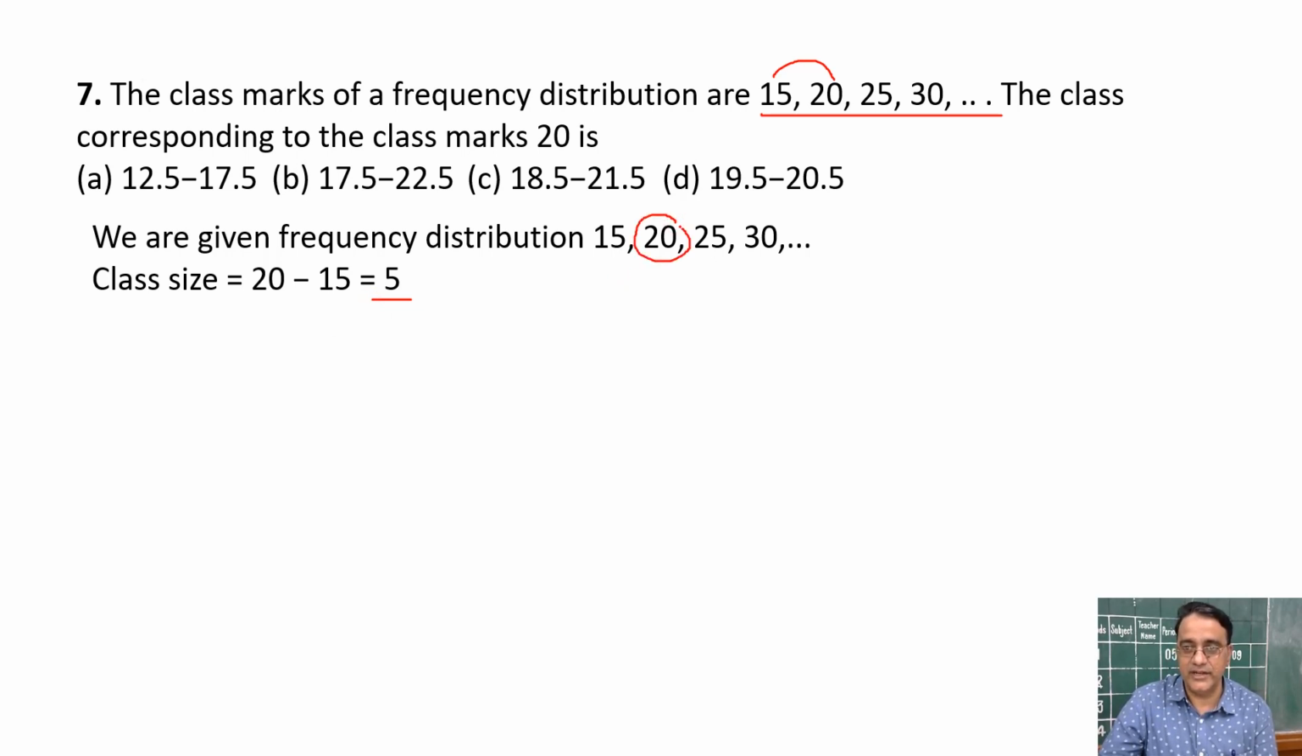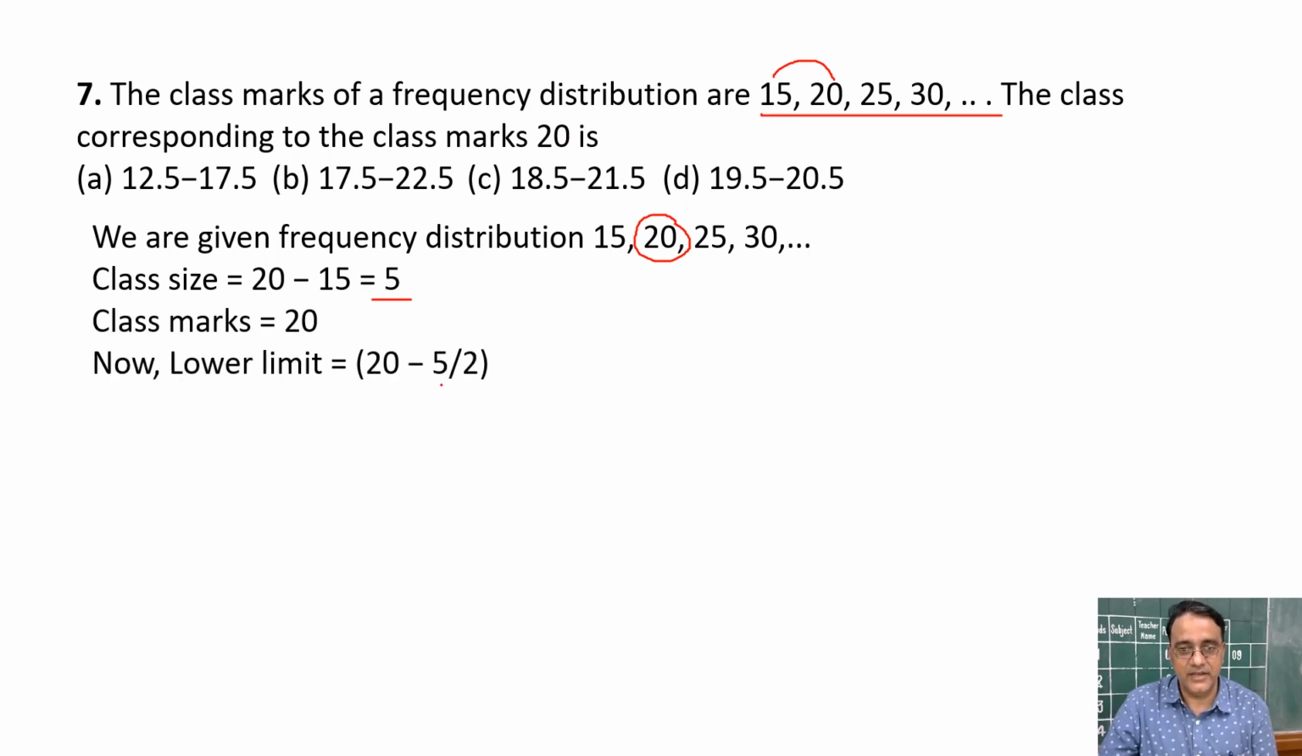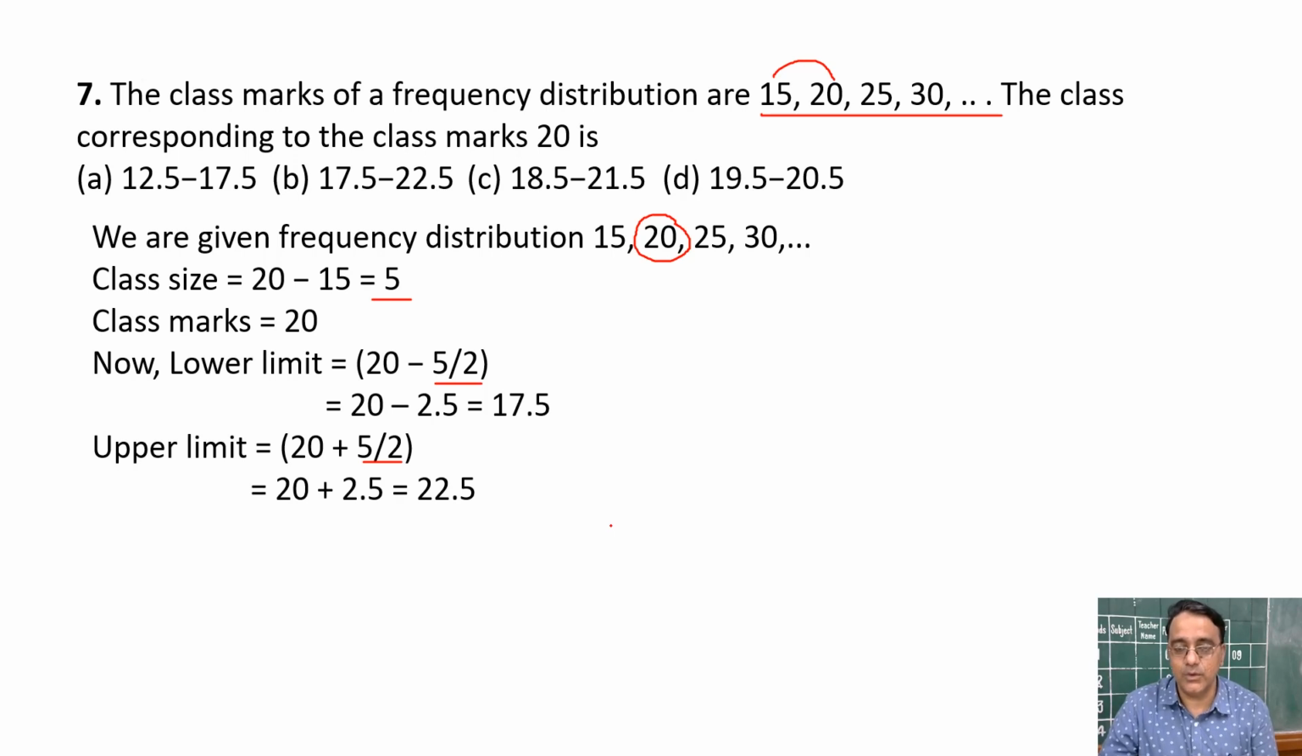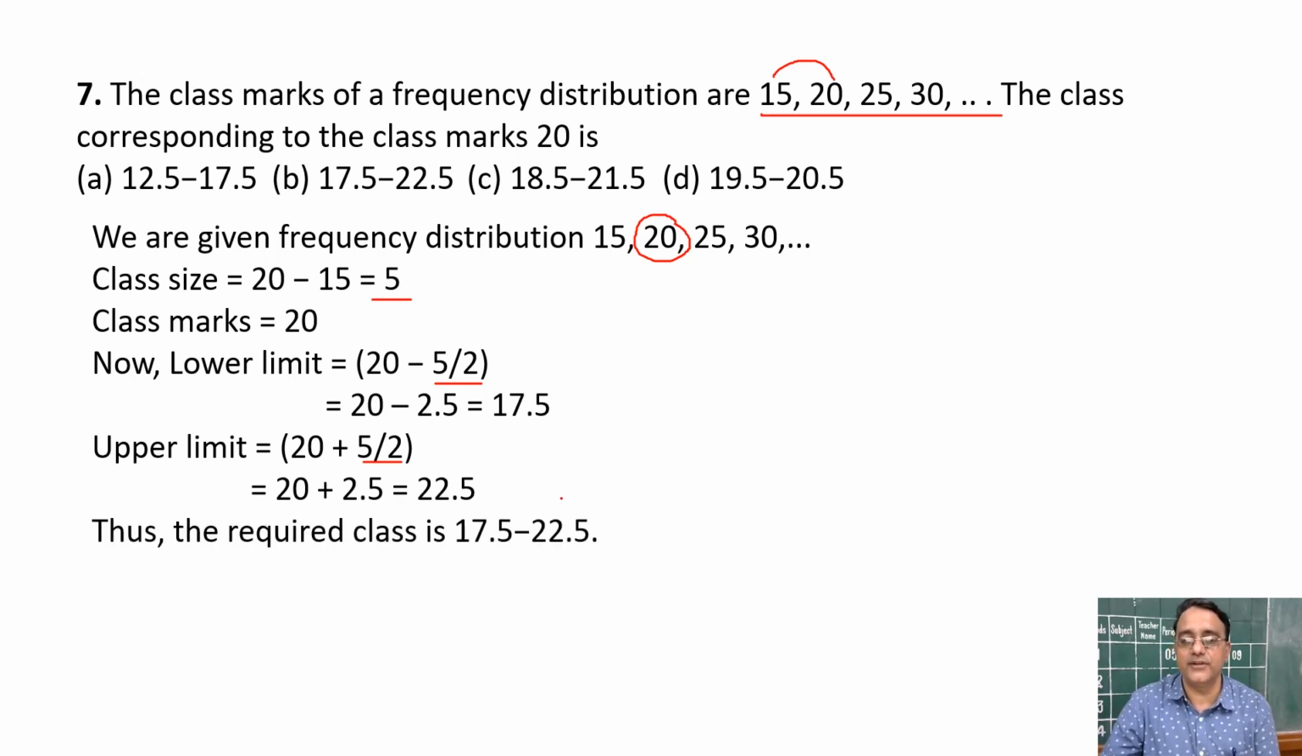respect to 20. So for 20, what will we do? Once we add half of the class size, once we subtract. If we subtract, we get the lower class, and if we add, we get the upper class, right? So lower limit is equal to 20 minus 5 by 2. So 5 by 2 is 2.5, 20 minus 2.5 is 17.5. Now the upper limit is 20 plus 5 by 2. So 20 plus 2.5 is 22.5. So the required class is 17.5 to 22.5, and the correct option is B.